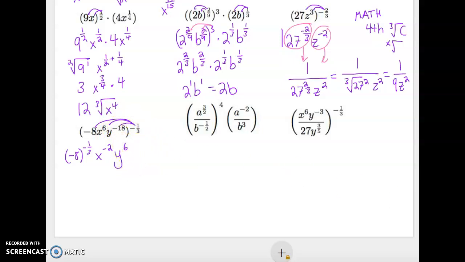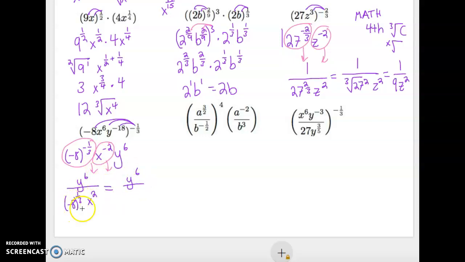Awesome. I see a couple of things that belong on the other side of the fraction, so those are going to go down into my denominator. My y to the 6 will stay up there. So I'll have y to the 6 over, let's see, negative 8 now to the positive 1/3. And then x to the positive 2 now. And so I have y to the 6.